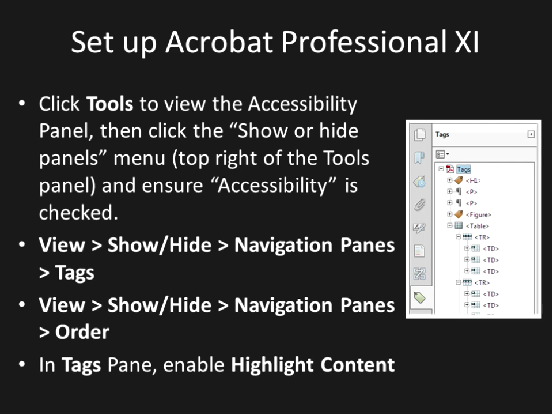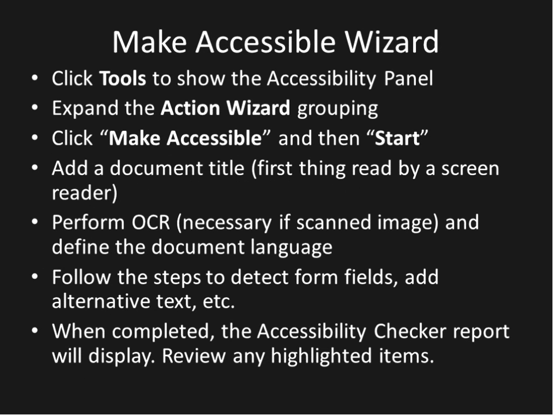Now, there's also an option in the tags pane to enable highlight content. That's really handy. It allows you to click in the tags pane and it will highlight in the visual presentation of that document what thing you have selected. So it creates this connection between the tags pane and the visual document itself.